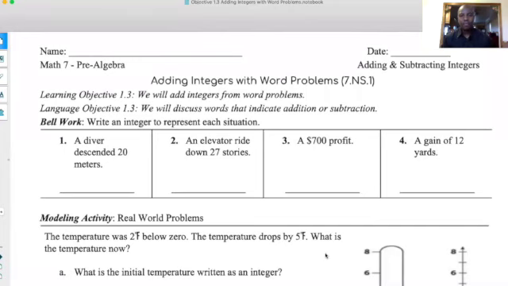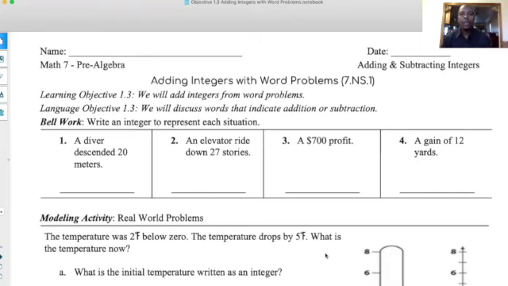All right. So we're going to talk about adding integers from word problems. And we're going to discuss words that indicate addition or subtraction. Now, word problems are a big challenge to a lot of people. And the reason why is because interpreting English into math and math symbols can be difficult.